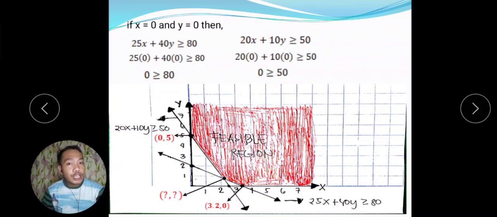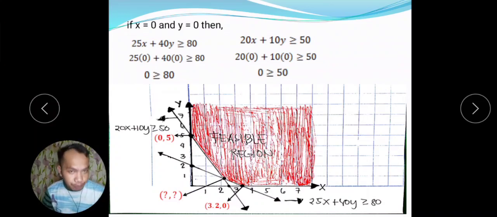So plug in the value of x and y, which is 0. It would become 0 is greater than or equal to 50. Is 0 greater than or equal to 50? Of course not. So meaning, our value should be above our origin, meaning here. So now, this is our feasible region or our feasible solution for our constraints. So here, all of it is here. This would be the possible values of our constraints.